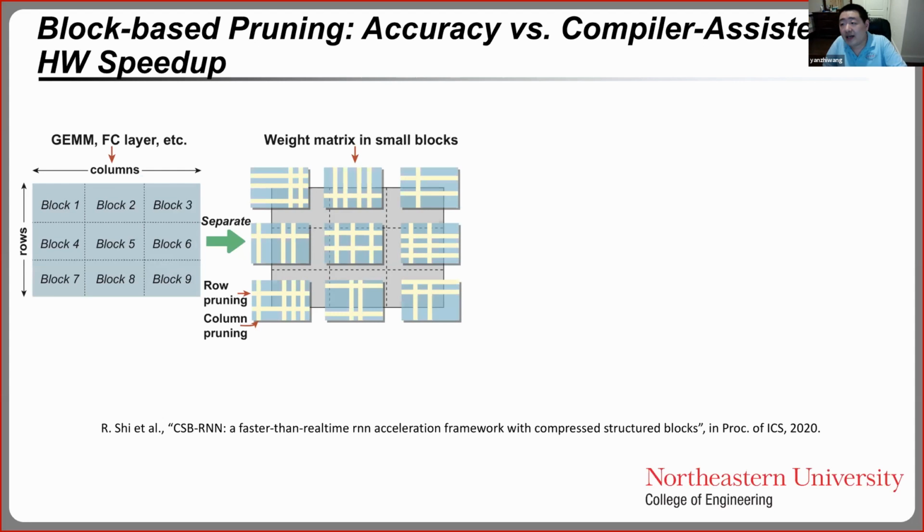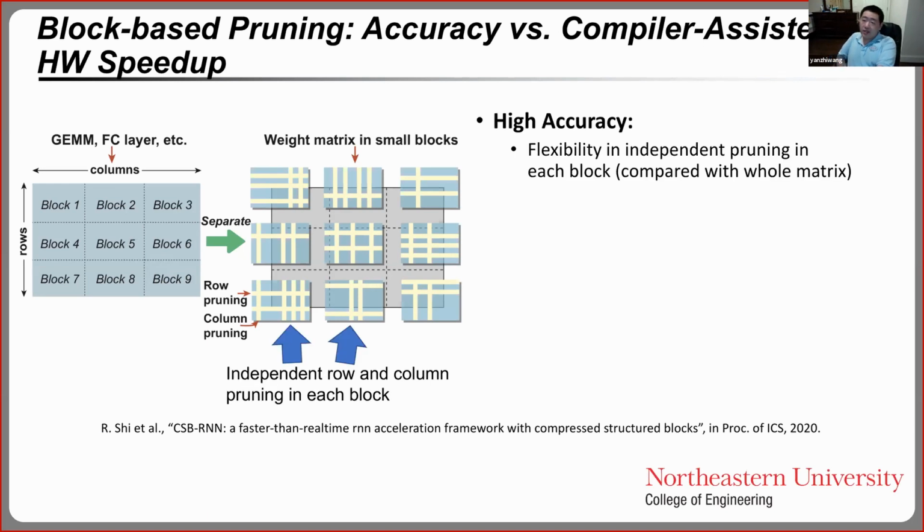So what is the advantage here? Why is it more accurate and also able to achieve a good speedup? It can achieve relatively good accuracy because it has flexibility in the independent pruning of each block. Different blocks can be pruned differently. This is more flexible compared with whole matrix pruning. And it can be fully autonomous in the ADMM-based algorithm.